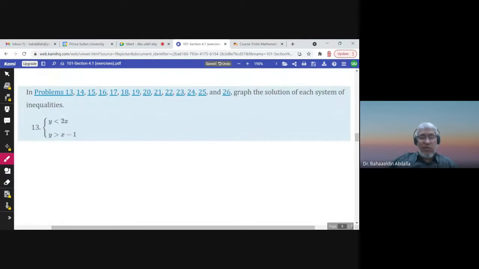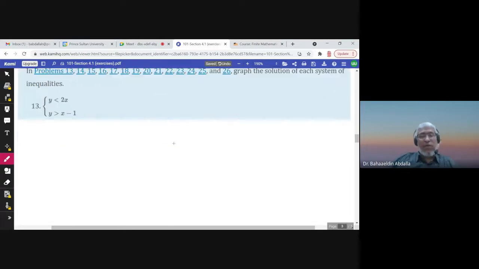Here, graph the solution of each system of inequalities. Okay, so let me take the first inequality and sketch the graph first of the line y equals 2x. If x is 0, y is 0. Now I have to choose another value for x. So for example, if x is 1, y is 2.